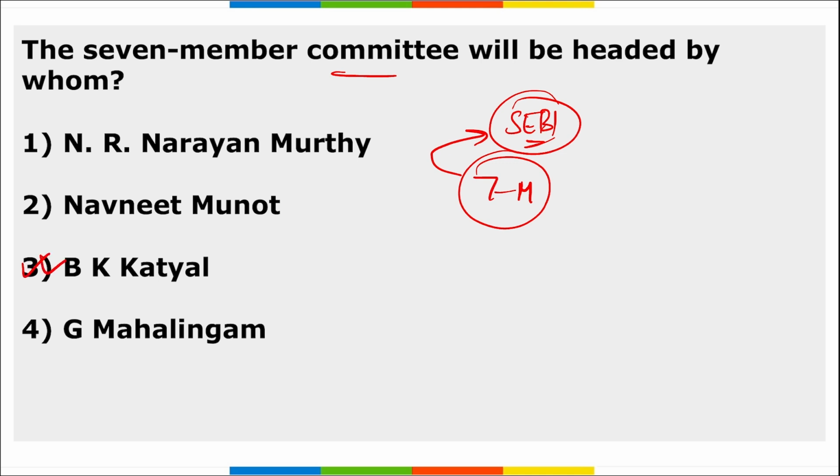Katyalji. Alright, SEBI has formed a 7-member building advisory committee to advise and assist on premises related matters like planning, acquisition and furnishing. This 7-member committee will be headed by B.K. Katyal. He is the former Chief General Manager at the Reserve Bank of India.